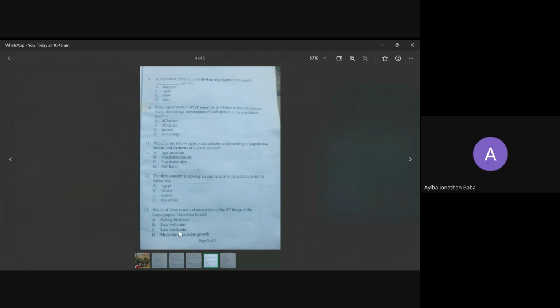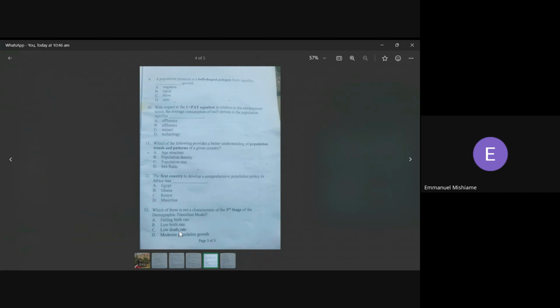So the answer is low birth rate. B. Low birth rate. Yes, that is correct. The answer is B, low birth rate. All right. Please go and learn those theories well.